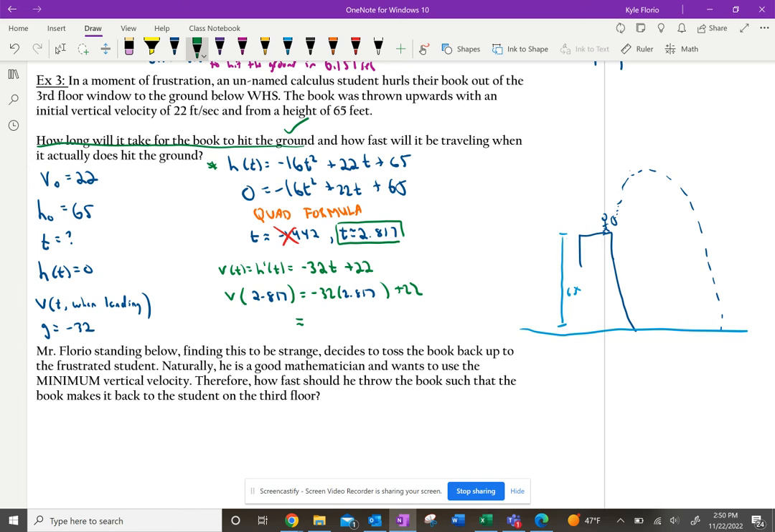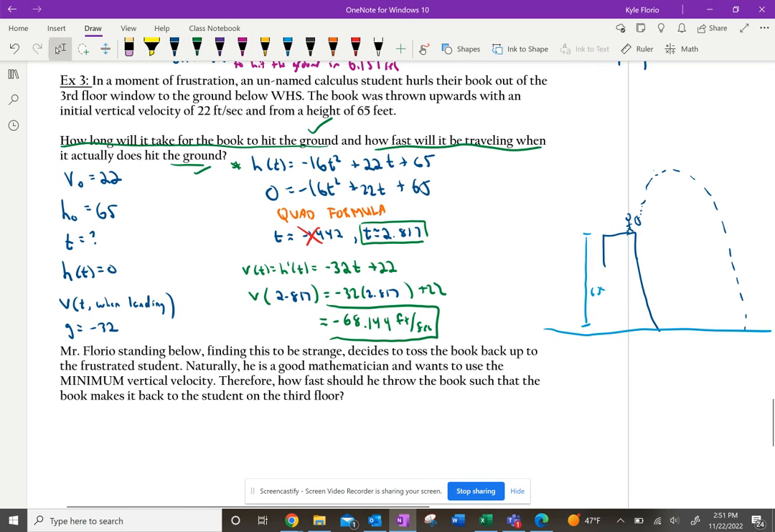And what do we get here? We get about negative 68.144 feet per second. So that's how fast the velocity is when it hits the ground. Okay, and that answers how fast. Check. So that answers the two-part question there.